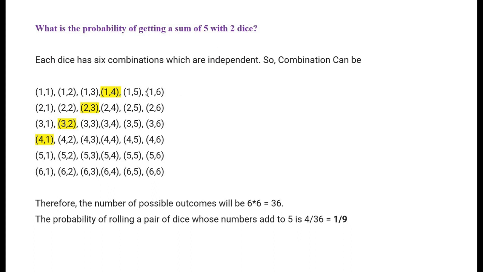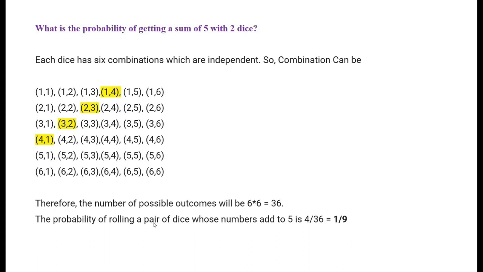In that way we can create 36 possible outcomes. So there can be 36 combinations possible with 2 dice. Now the question is asking what is the probability of getting a sum of 5. So the sum of 5 can only be possible when the first dice gets 1 and the second dice gets 4, or maybe vice versa. Or the other scenario could be when the first dice gets 2 and the second dice gets 3, or vice versa.